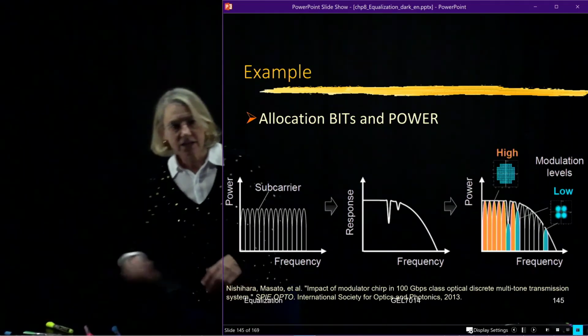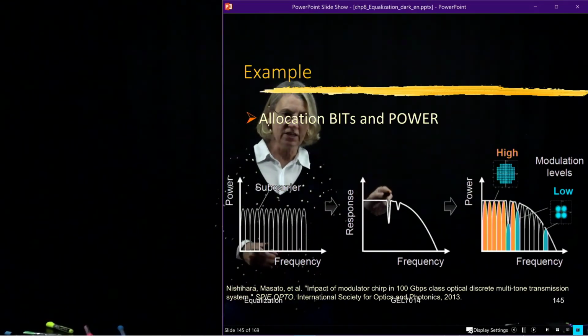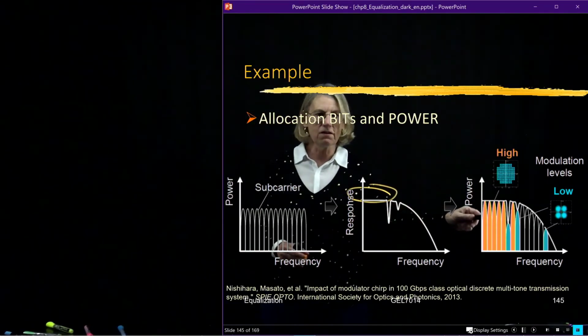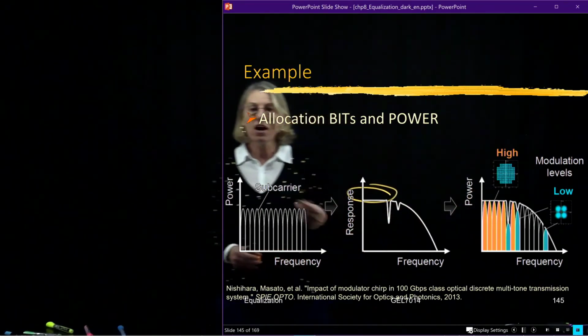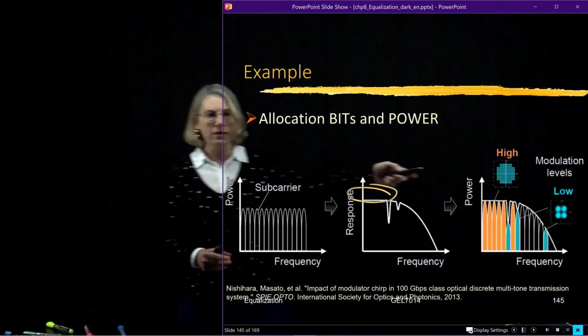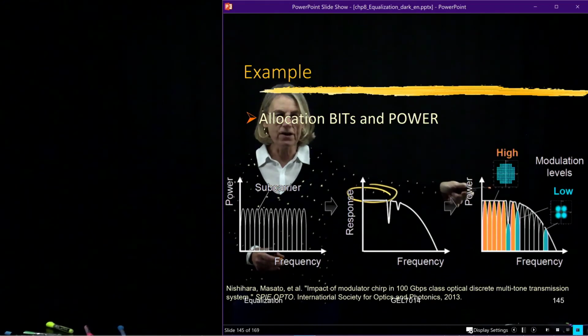yes, we have orange there. And in this section of the frequency response, everything's going well. That corresponds to the orange over here. And that's a place where I'm going to use large constellations because there's not much attenuation. So I'm going to see a large bit allocation there.